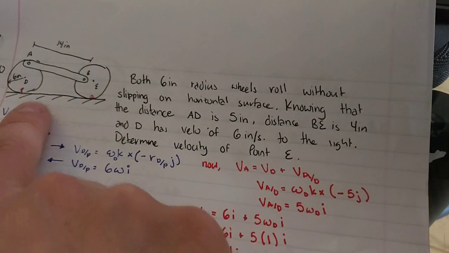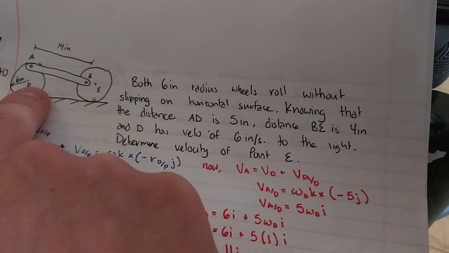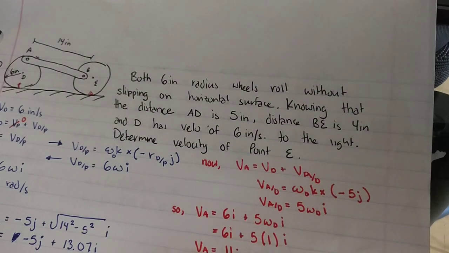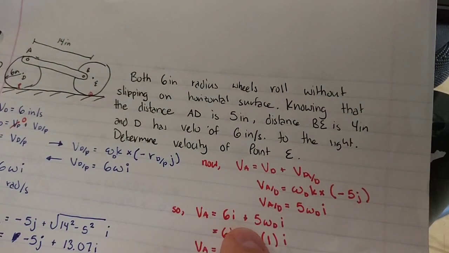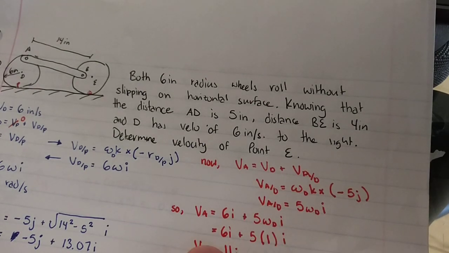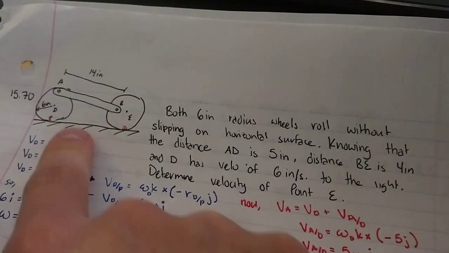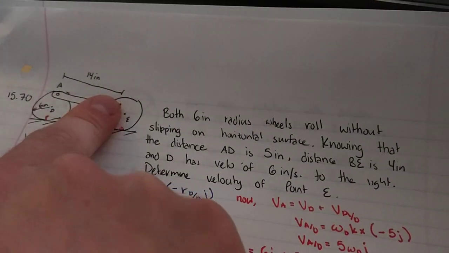And we know the velocity at point D. So we're going to sub in 6i plus 5 omega_D i and solve. So that gives us 11i. So the velocity of A is 11 in the positive i direction.